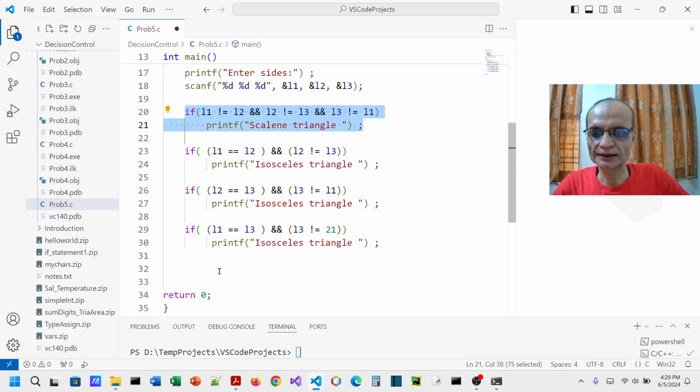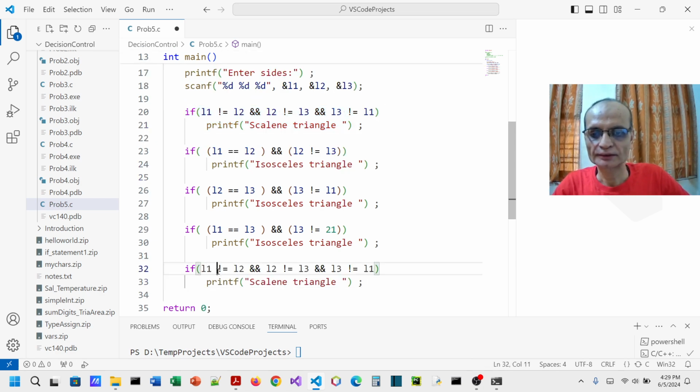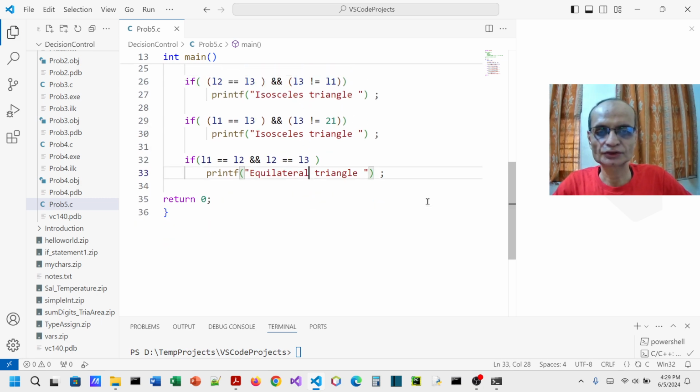Okay, now comes the equilateral triangle. Again, that is very easy to write. So what is an equilateral triangle? If L1 is equal to L2 and L2 is equal to L3, then this is an equilateral triangle. So again, this is not the issue.